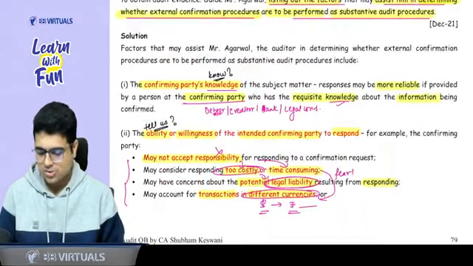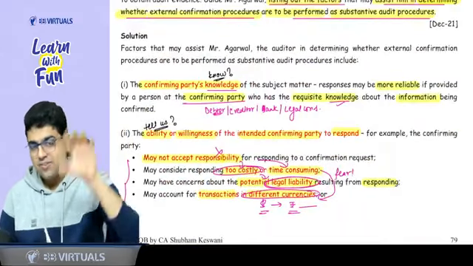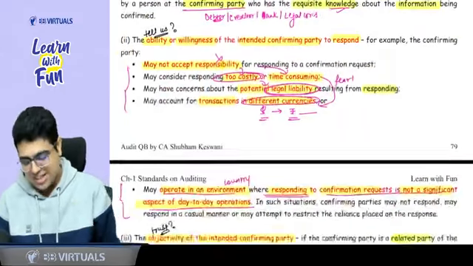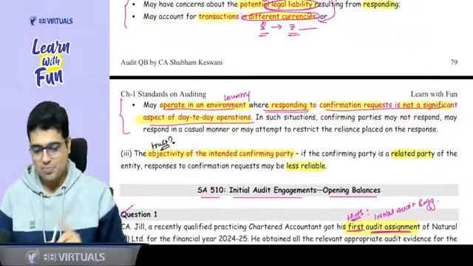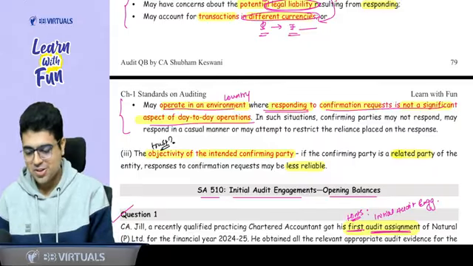So these are the 3 points you can consider: whether they know about it, if they know, whether they will tell us, even if they tell us, will we trust it, by considering the objectivity of the confirming party. Okay, so with this, SA 505 is done.